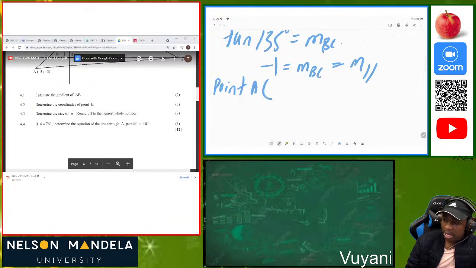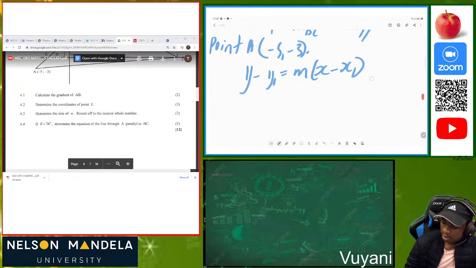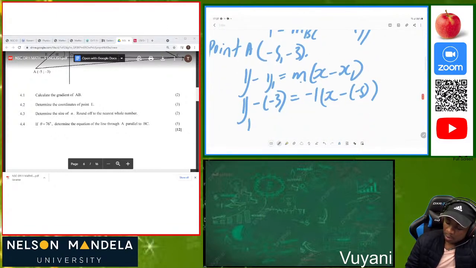And our point A is (-5, -3). So we can use the equation y minus y1 equals m times (x minus x1). Now let's substitute. So it's going to be y minus (-3) equals, what is our gradient? It's negative 1, and it's x minus (-5). Let's solve it now. Y plus 3 is equal to negative x plus 5.